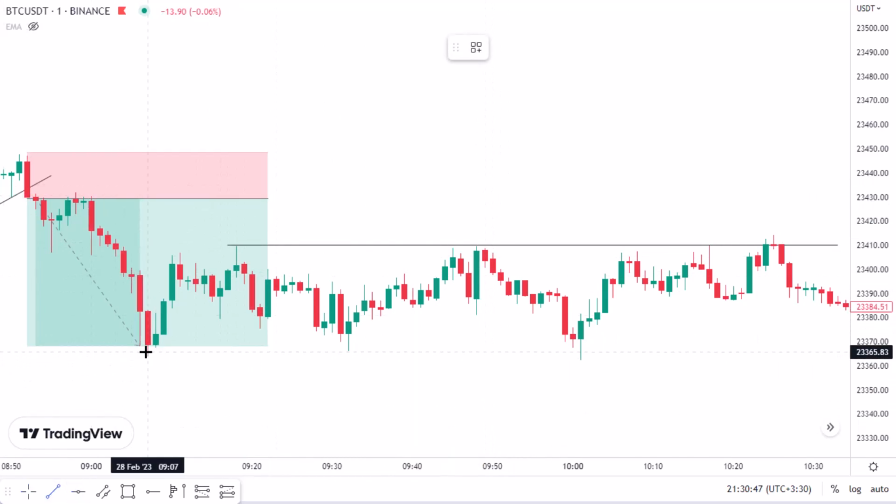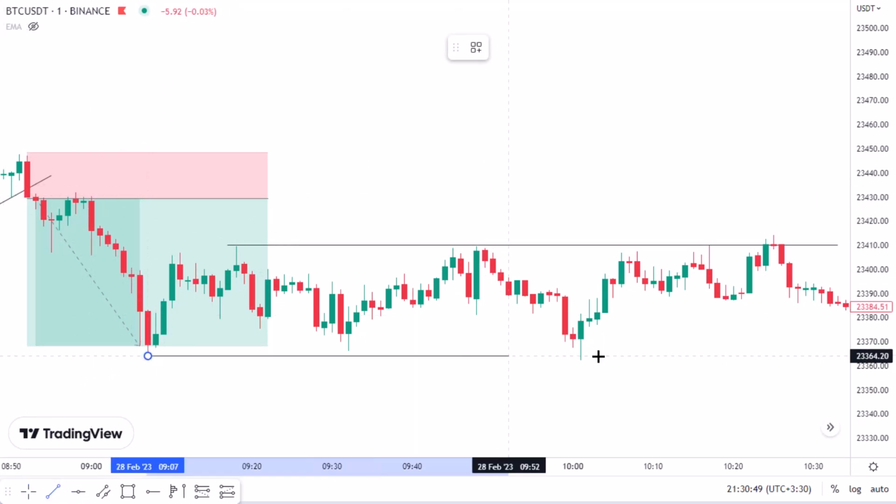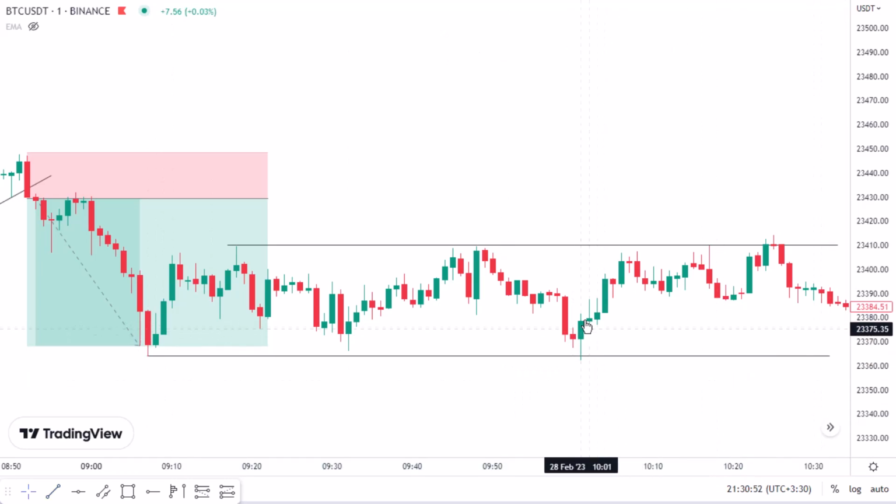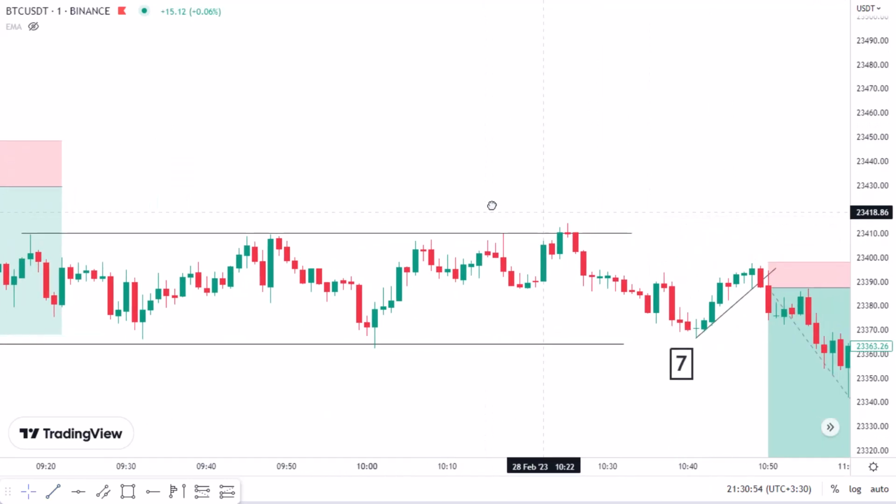Actually, let me draw the support line too. You could buy here and sell on the resistances.